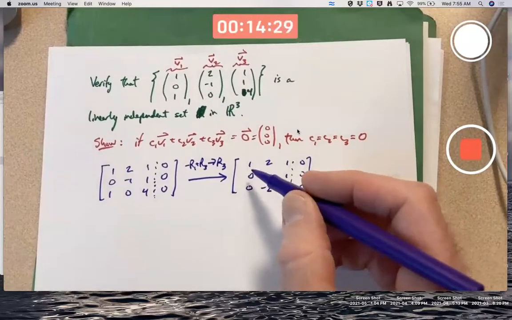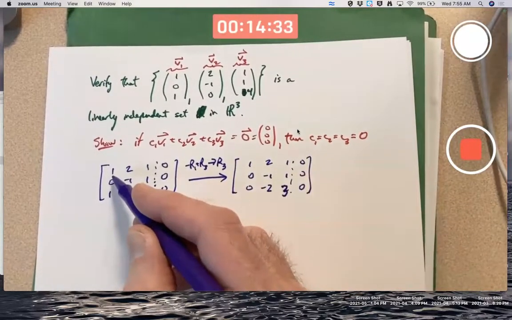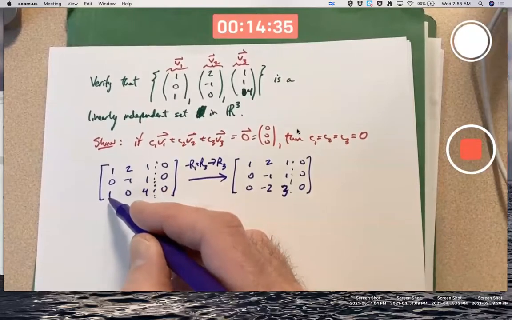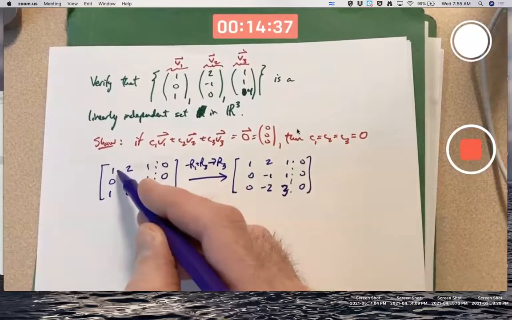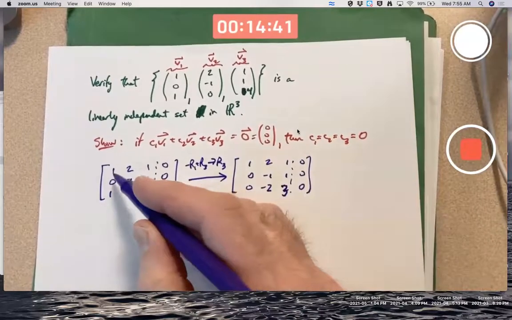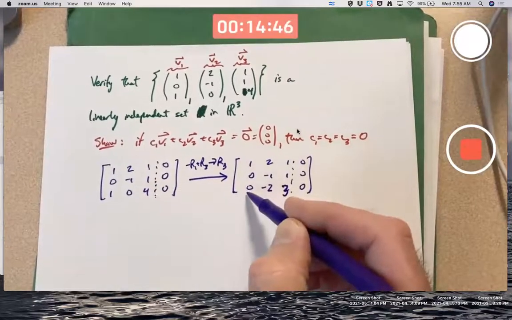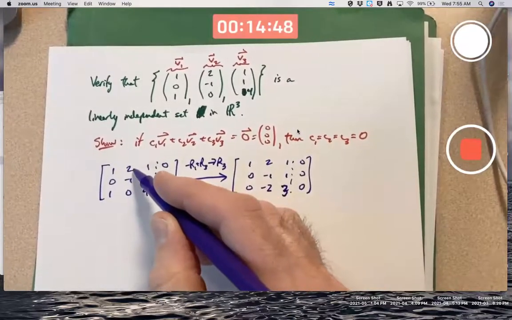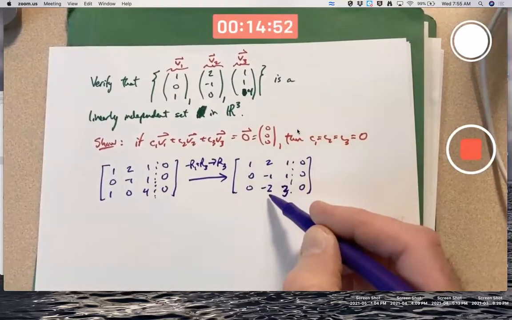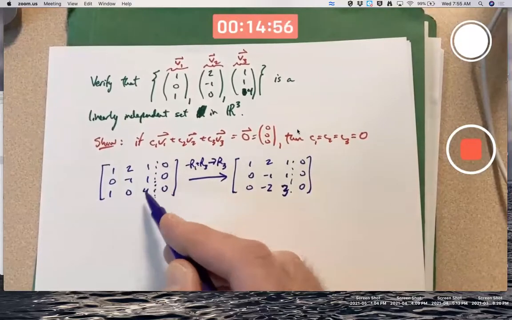So I'm trying to get it into reduced row echelon form. I'm trying to get zeros underneath this leading 1. So I try to get a 0 right there by multiplying row 1 by -1 and adding it to row 3, putting the answer in row 3. -1 times 1 is -1. Plus 1 is 0. -1 times 2 is -2. Plus 0 is -2. -1 times 1 is -1. Plus 4 is 3.